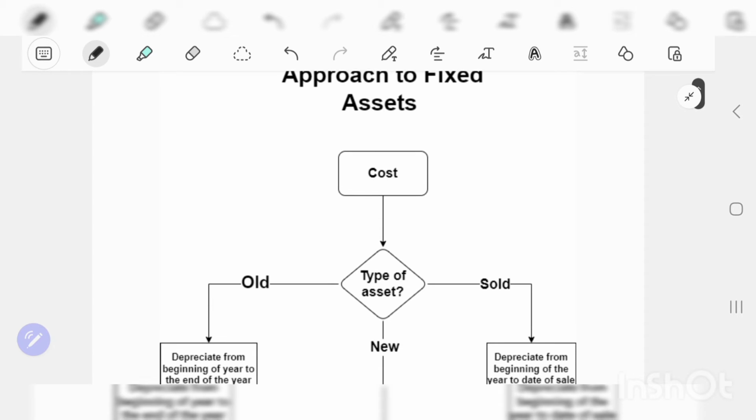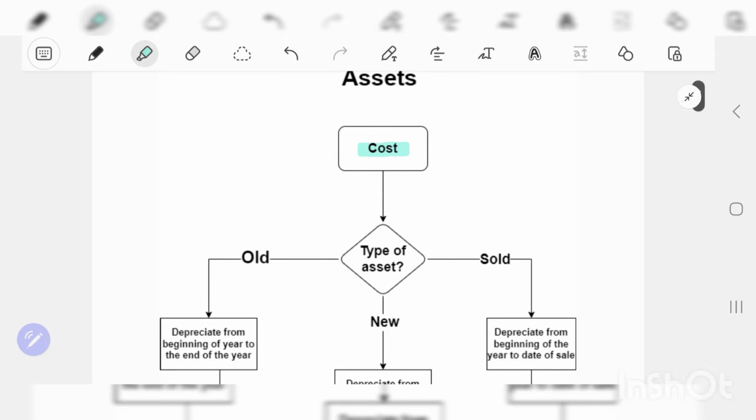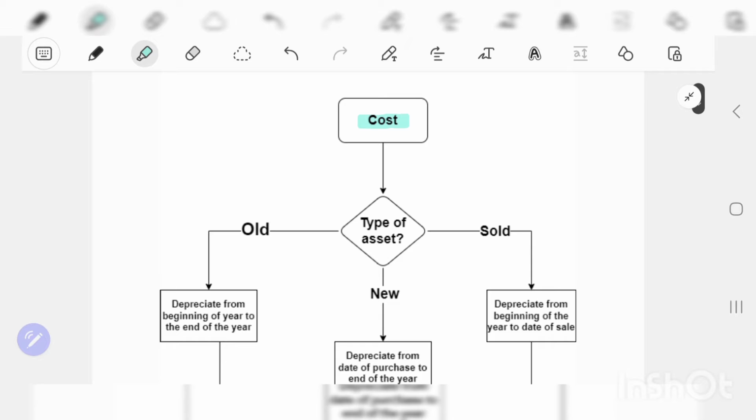So the first thing that you should take out from an adjustment or a transaction on fixed assets is that you always look at the cost to see what's the cost of the asset, and then from the cost you ask yourself the following question: what type of asset am I dealing with? If I'm dealing with vehicles, for an example, you are going to ask yourself, is this an old vehicle? Is this a new vehicle? Or is this a vehicle that I've decided to sell?